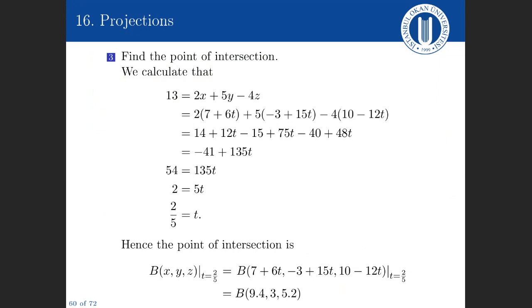Step three, we want to find the point where the line intersects the plane. We've done an example of this before, so I'm just going to skip ahead. When you have time to go back through this, you can check this calculation. You can check that the line intersects the plane at this point, which I'm calling B.